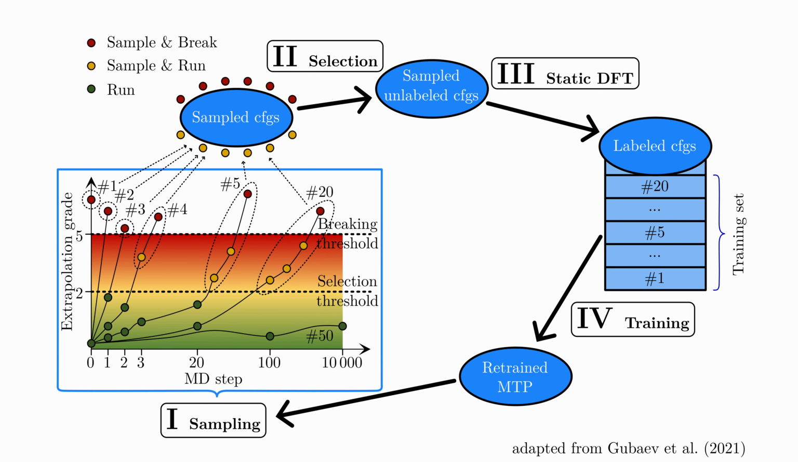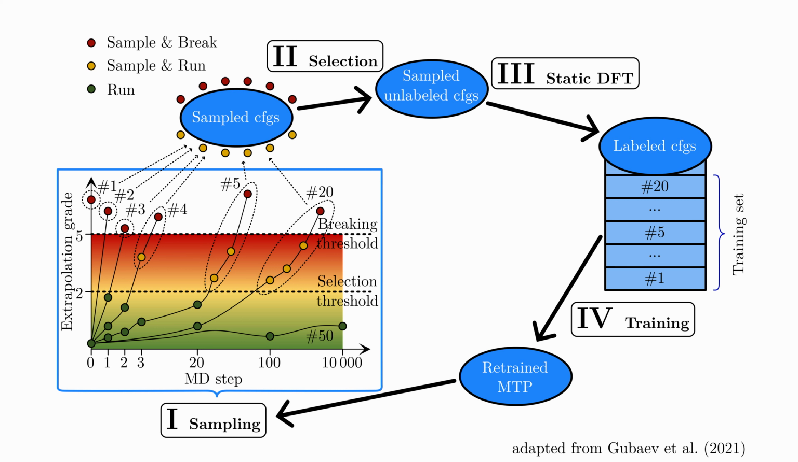Explaining the mathematics of the D-optimality criterion would require a video of its own. For now, just assume that we have a function gamma, also known as the extrapolation grade, that depends only on the current active learning state of the potential, which is the current state of the MTP and the configurations in its training set, and the configuration in question, and that outputs a positive real number.